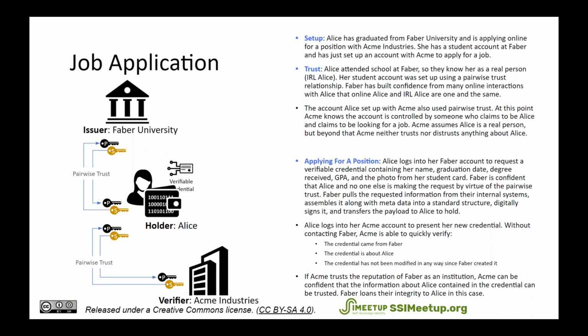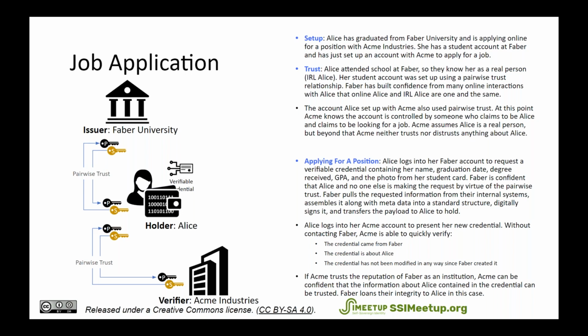Alice has these pairwise trusts between herself and the university, and pairwise trust between herself and Acme. Now, the trust that she has between herself and the university is actually pretty strong. She's been going to that university for 4 years.